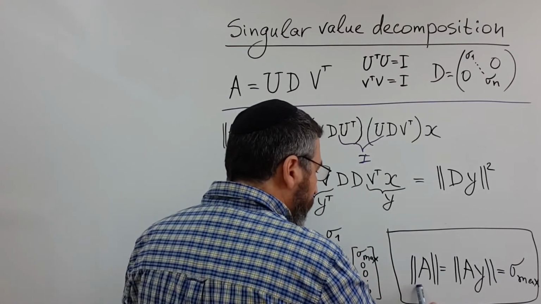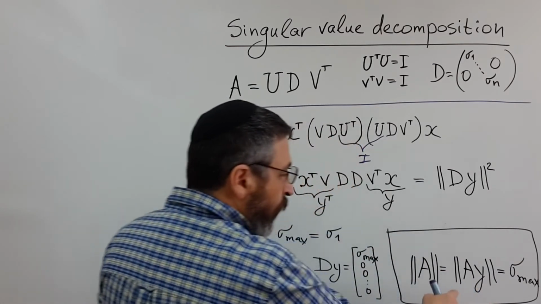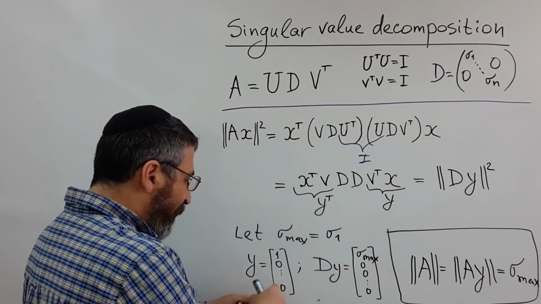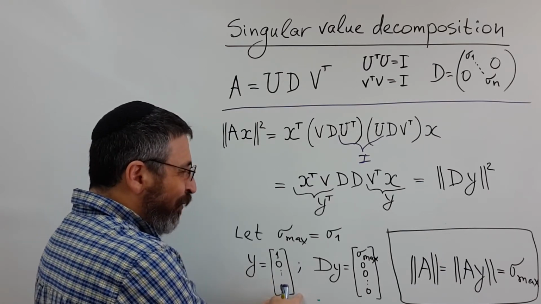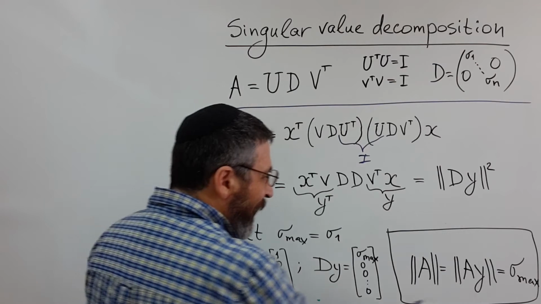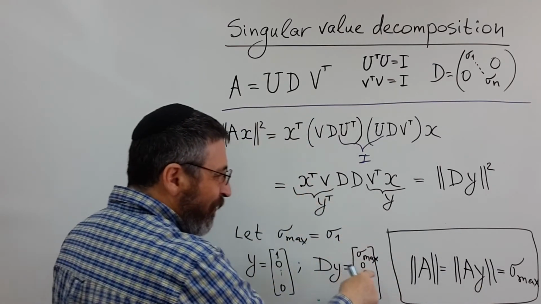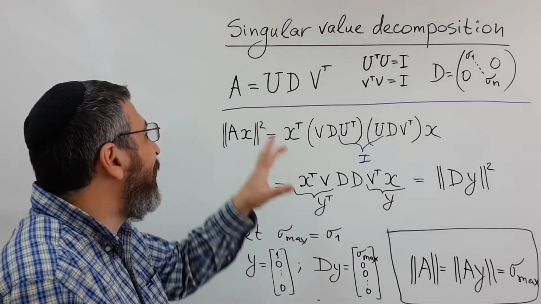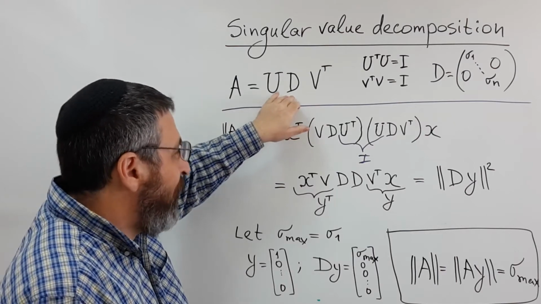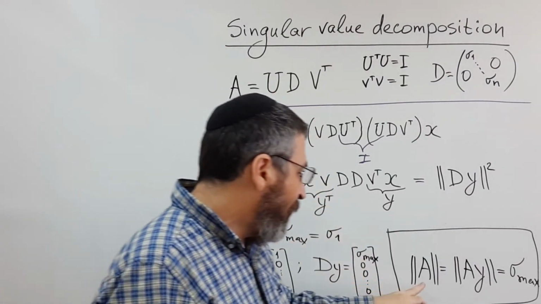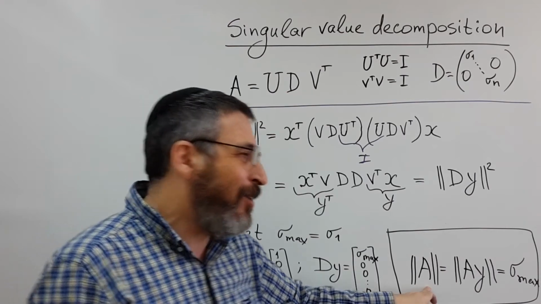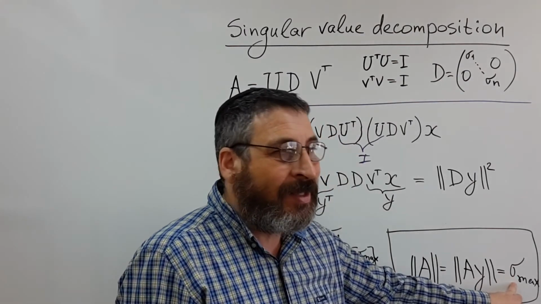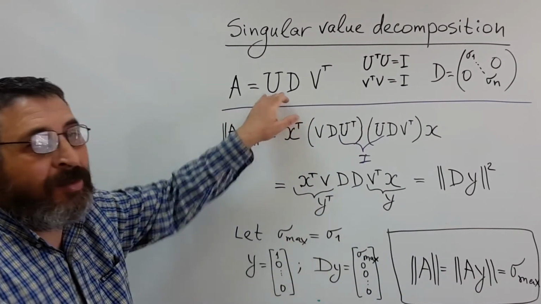So the norm of A will be equal to the norm of AY, because by definition it is the worst case over vectors of unit length, less than or equal to 1. And the norm of DY, the square root of a sum of squares, is just sigma max. So our conclusion is very nice. If you have the singular value decomposition of a matrix, then the induced second norm of this matrix is just the maximal singular value in the singular value decomposition.